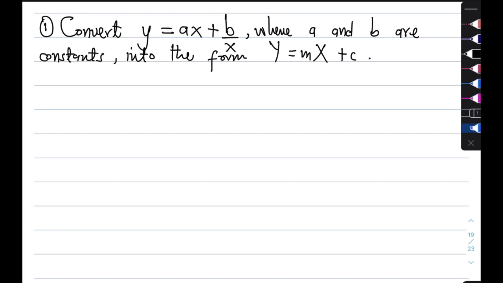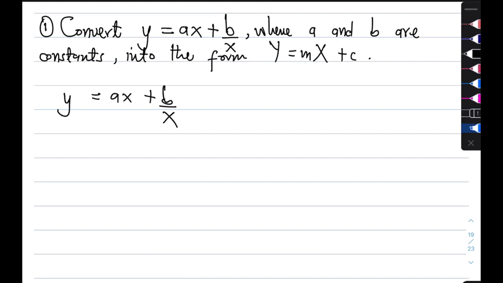Now, at a glance, you have y is equal to ax plus b over x, all right? This is not in the linear form. So what you want to do is to look at this particular linear form. It has a constant c. So just make sure that you will get a constant from this expression. That's all you want to do, all right? Make sure that you get a constant. Now, how do you do that?